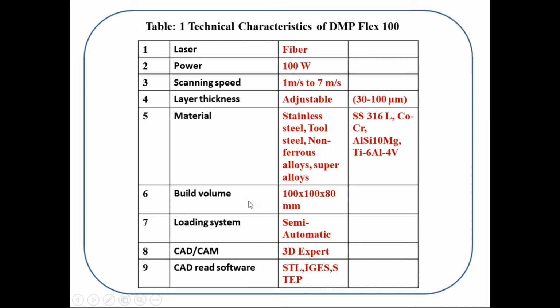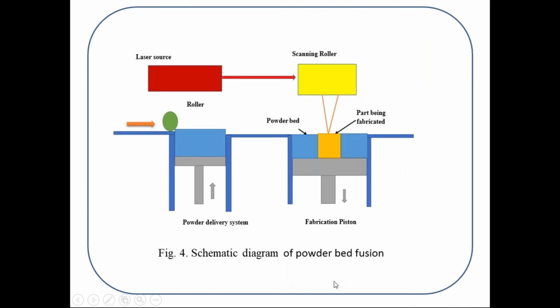The build volume of DMP Flex 100 is 100 by 100 by 80 mm. The x-axis can move 100 mm and the y-axis is 100 mm. The z-axis is 80 mm. The loading system is semi-automatic. Here we have to load the powder, unload the powder, and fix the substrate manually. That's why it is a semi-automatic process. Here we use 3D Expert software and CAD read software. Here 3D Expert software only accepts STL files, IGS files and STEP files.